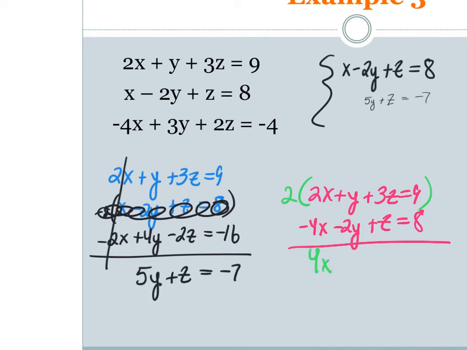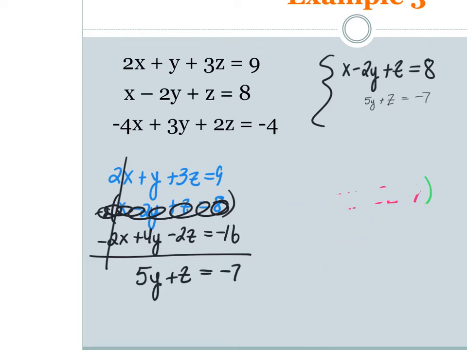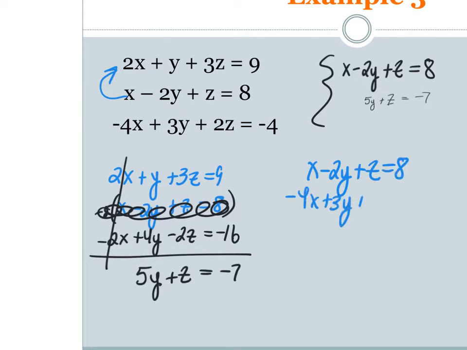Let me use a different color. 4x plus what? Actually, you know what? Let's go back, just so I don't confuse you guys. Let's use our top original. Remember we switched? We moved this one up here. Let's just keep it like that. So we'll have x minus 2y plus z equals 8 minus 4x plus 3y plus 2z equals negative 4.